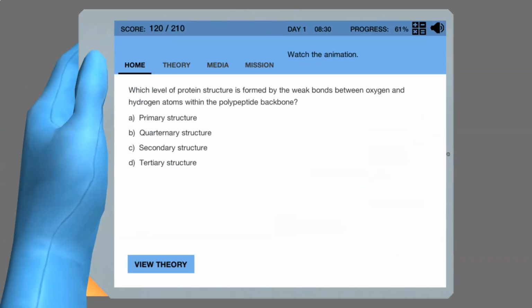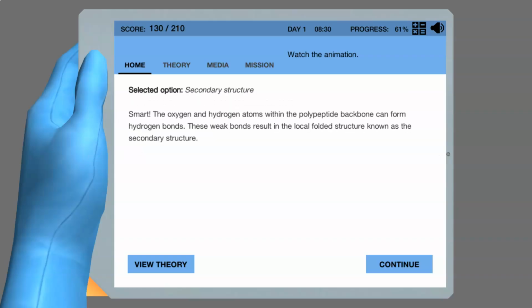Which level of protein structure is formed by the weak bonds between oxygen and hydrogen atoms within the polypeptide backbone? The oxygen and hydrogen atoms within the polypeptide backbone can form hydrogen bonds. These weak bonds result in the local folded structure known as the secondary structure.